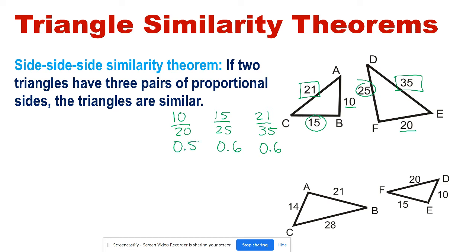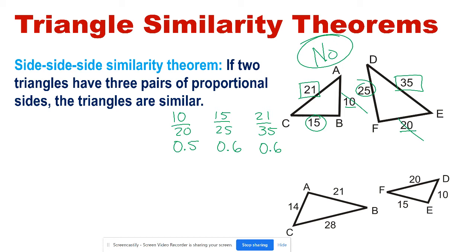And even though I got two 0.6s and those are the same, for me to be able to use side, side, side, I would have to have three pairs of proportional sides. And my 10 and 20 sides, those don't work. They're not proportional with the other sides. So this would be a no. This would be one we cannot prove that they are similar with the information given there.